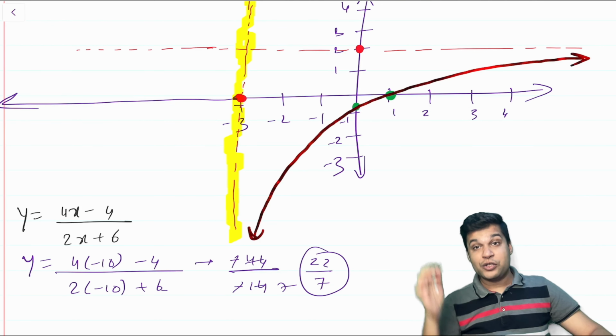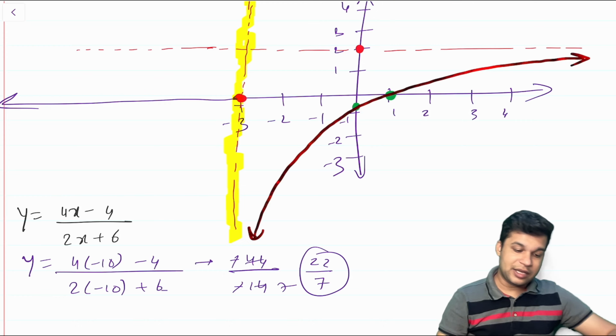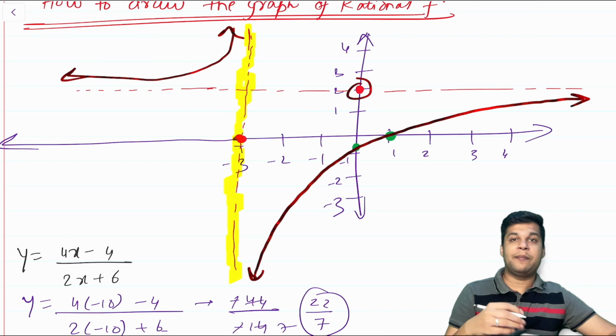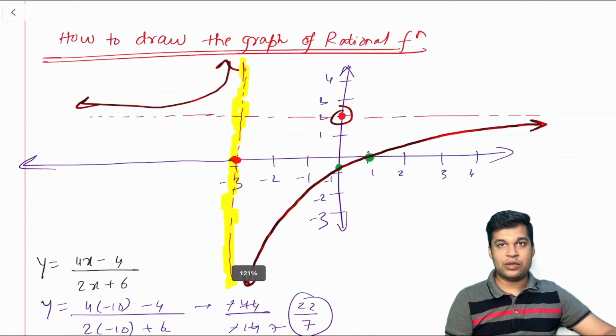Very good, Pi. So 22 by 7 is greater than 3. So basically your graph will look something like this. This is 2, right? So we want something greater than 3, so greater than 2 also. So that's how the graph will look like.